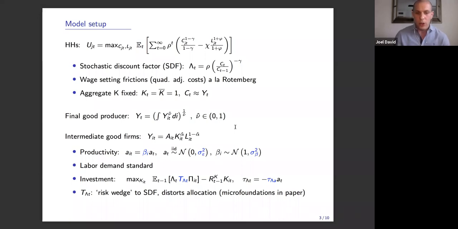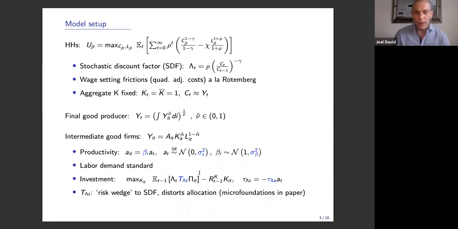Okay, labor is chosen frictionlessly, which is going to give us a standard labor demand at the firm level. And investment is almost chosen in the standard way. Firms choose capital one period in advance to maximize expected discounted profits minus the cost of capital. But in our second kind of twist on the New Keynesian model, we assume that firms actually use a distorted version of the household stochastic discount factor when they're discounting future profits. Okay, so this term in blue, tau lambda t, is going to capture a distortion or a wedge to the household stochastic discount factor.